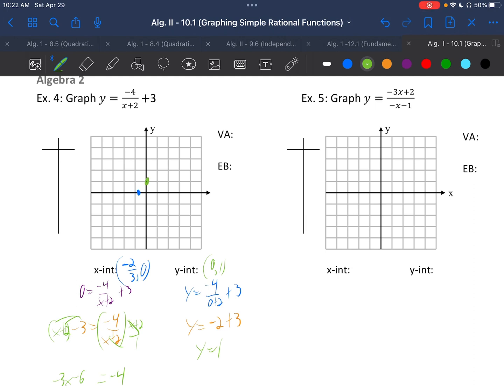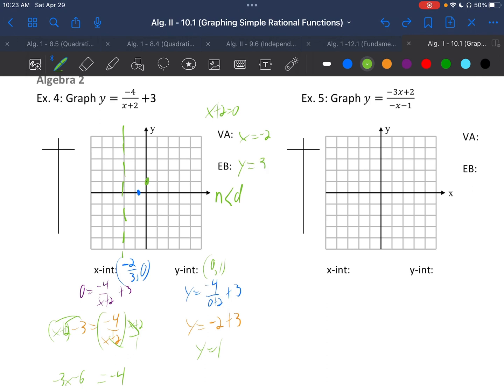The vertical asymptote is found by making the denominator equal to 0. x plus 2 equals 0 gives us x equals negative 2. So we know it'll never, ever, ever touch this vertical line. For the end behavior asymptote, we look at the degree of the numerator and denominator. The numerator has a degree of 0, which is less than that of the denominator with a degree of 1. So the graph will have a horizontal asymptote at y equals 0 plus whatever translation we have, which is 3.